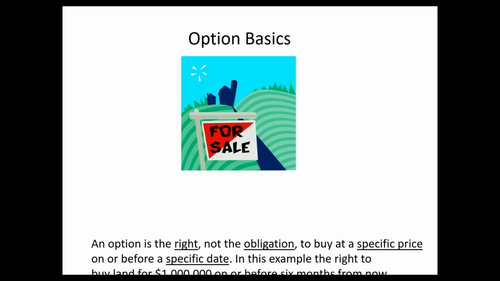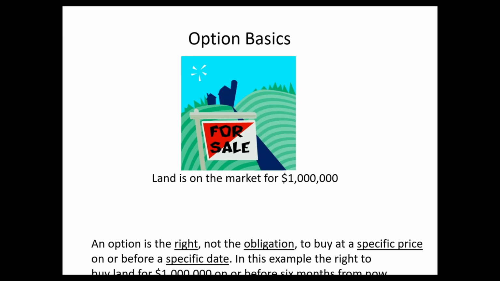Basically, an option is the right, not the obligation, to buy at a specific price on or before a specific date. In this example, let's say you're driving through the country and you see some beautiful farmland, and you decide that you would like to purchase this land, and you find out the owner is asking $1 million. So you talk to the owner and you say, I would like to put on an option to buy this for $1 million on or before 6 months from now.